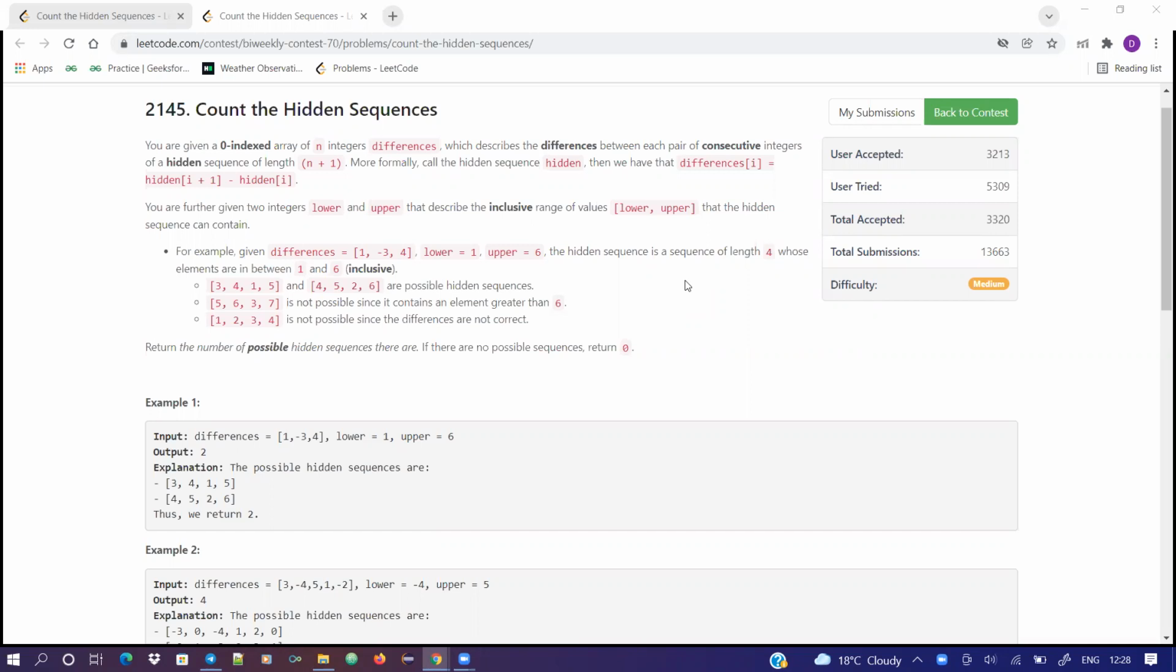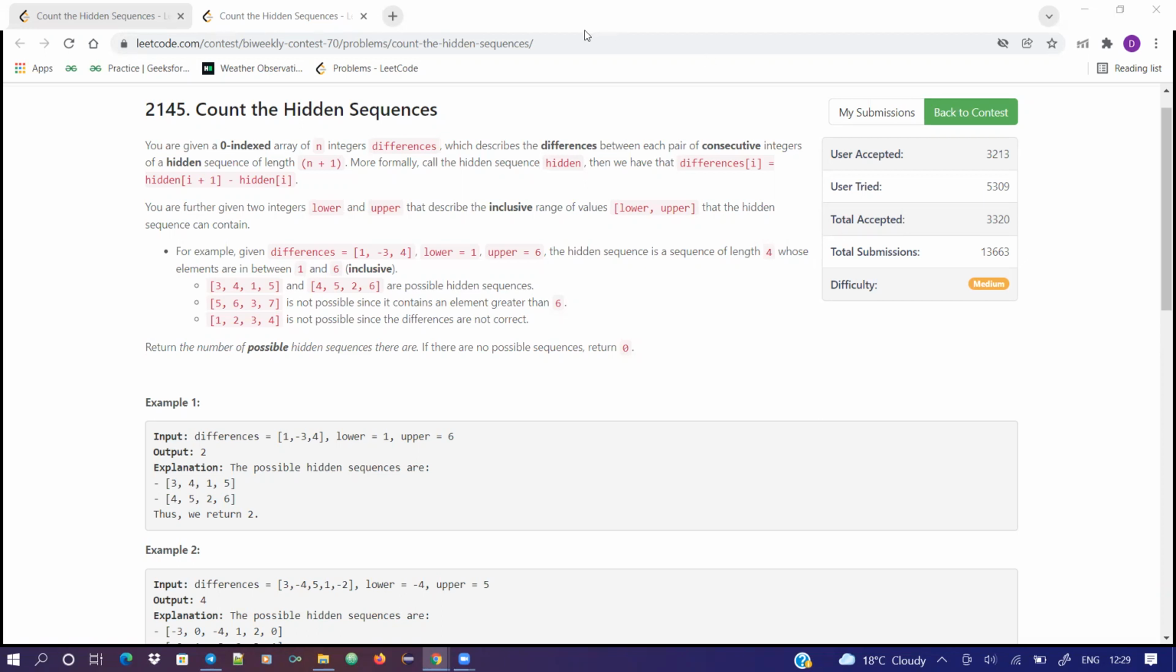You are given a zero indexed array of n integers, difference, which describes the differences between each pair of consecutive integers of hidden sequence of length n plus 1. More formally, call the hidden sequence hidden. Then we have that difference[i] equals hidden[i+1] minus hidden[i]. You are further given two integers, lower and upper, that describe the inclusive range of values [lower, upper] that the hidden sequence can contain.